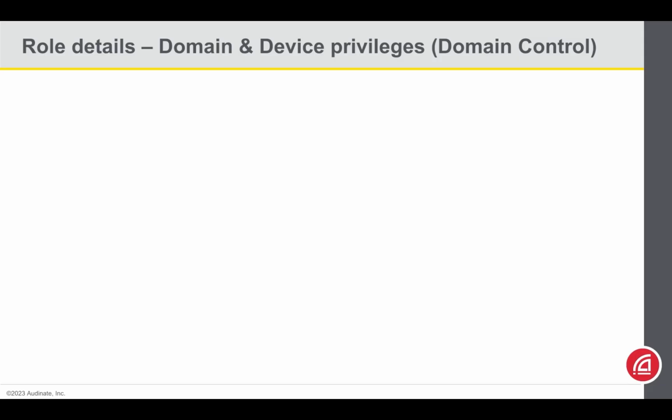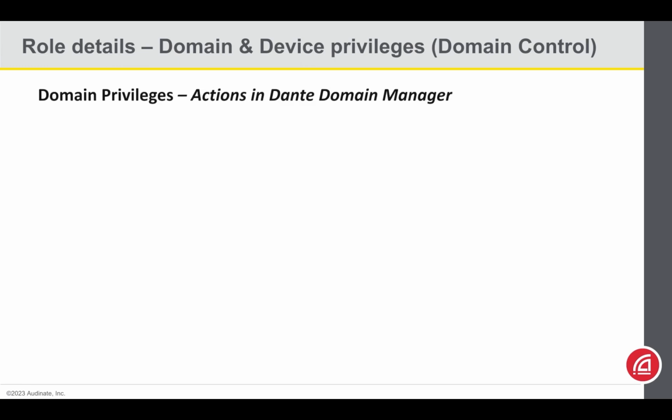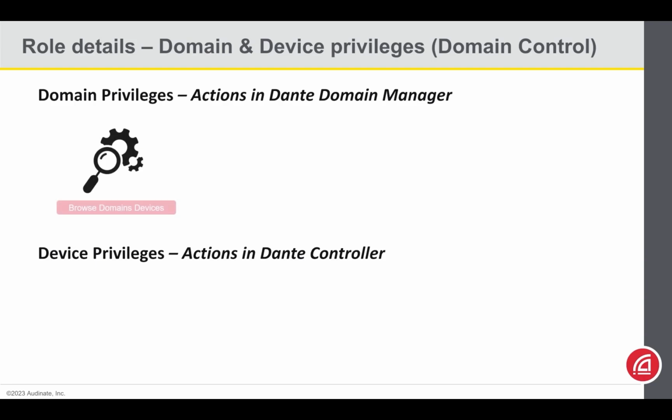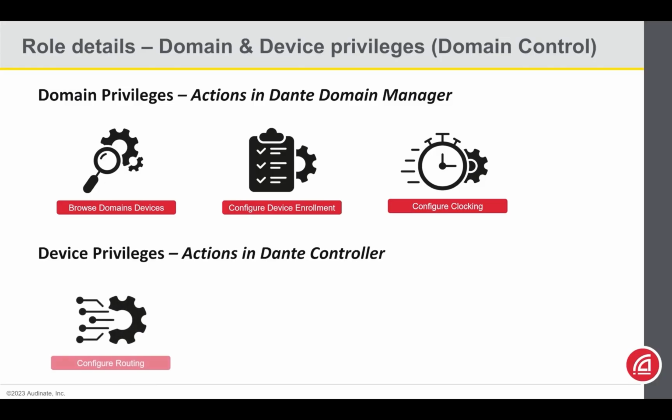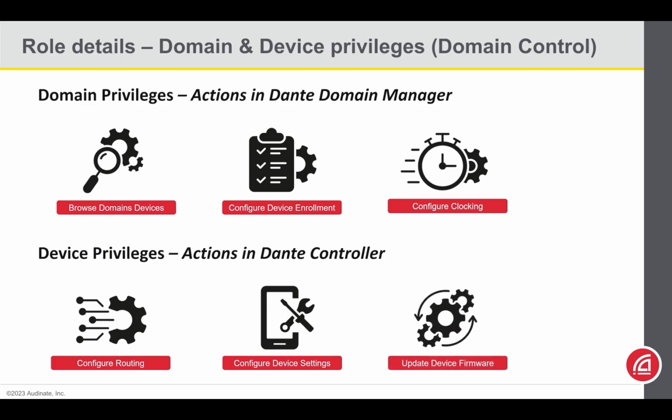The next default role is domain control, which, as the name suggests, comes with privileges specific to the domain and devices. The functions of the role can be broadly divided into those in DDM and the actions in Dante Controller specific to devices. Within DDM, this role is intended for those users who want to view domains and devices enrolled in domains inside DDM, monitor domains in the dashboard, enroll and unenroll devices from domains, and maybe the most important thing, adjust the clocking structure for a domain. If you remember from the previous chapter, clocking is a complicated process, and we wouldn't want everyone having the rights to make those changes. For Dante Controller, this role is intended for those users who want to create subscriptions between devices, make changes to device settings, and update device firmware within a domain.